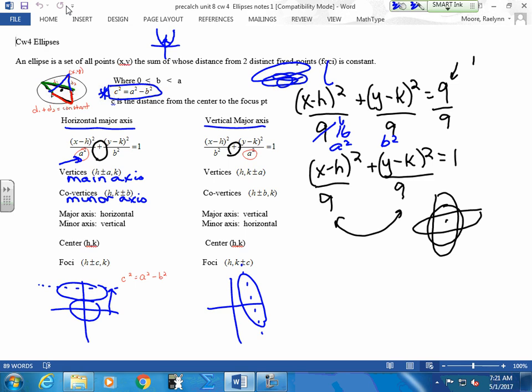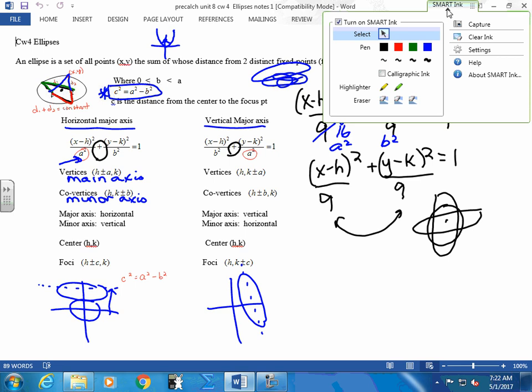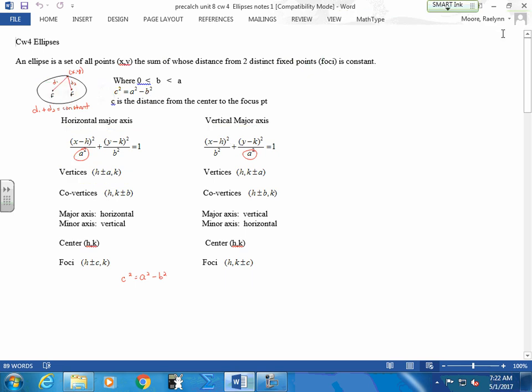We're still going to complete the square. We're going to get it set up like this. It's going to look like a circle with a denominator. And then we're going to talk about all the pieces for it. Good? Okay. These are not so bad. Did you see any ellipses last year? No.